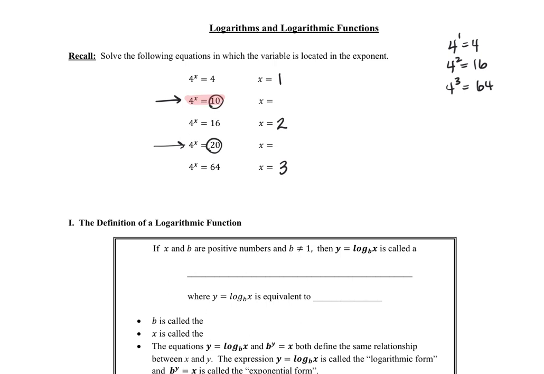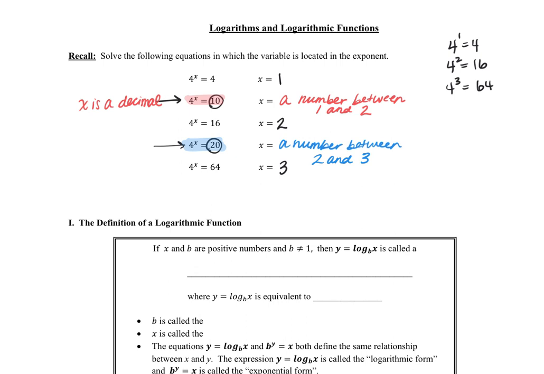Now let's go back to the second equation. 4 to the power of x is equal to 10. Since 4 to the first power is 4 and 4 to the second power is 16, we would expect x to be some number between 1 and 2, which means x is a decimal. So for now, for the second equation, I'm just going to write x is some number between 1 and 2. Now for the fourth equation, 4 to the x power is equal to 20, we have a similar issue. Since 4 to the second power is 16 and 4 to the third power is 64, 20 is between 16 and 64, so we know x is a decimal again, and x will be a number between 2 and 3.